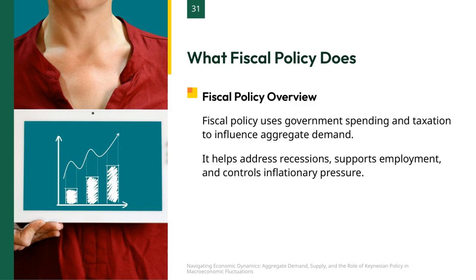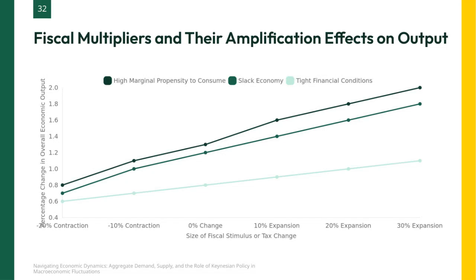and job creation. Here we see how fiscal multipliers vary depending on the size of the fiscal stimulus or tax change, and how different economic conditions amplify these effects.